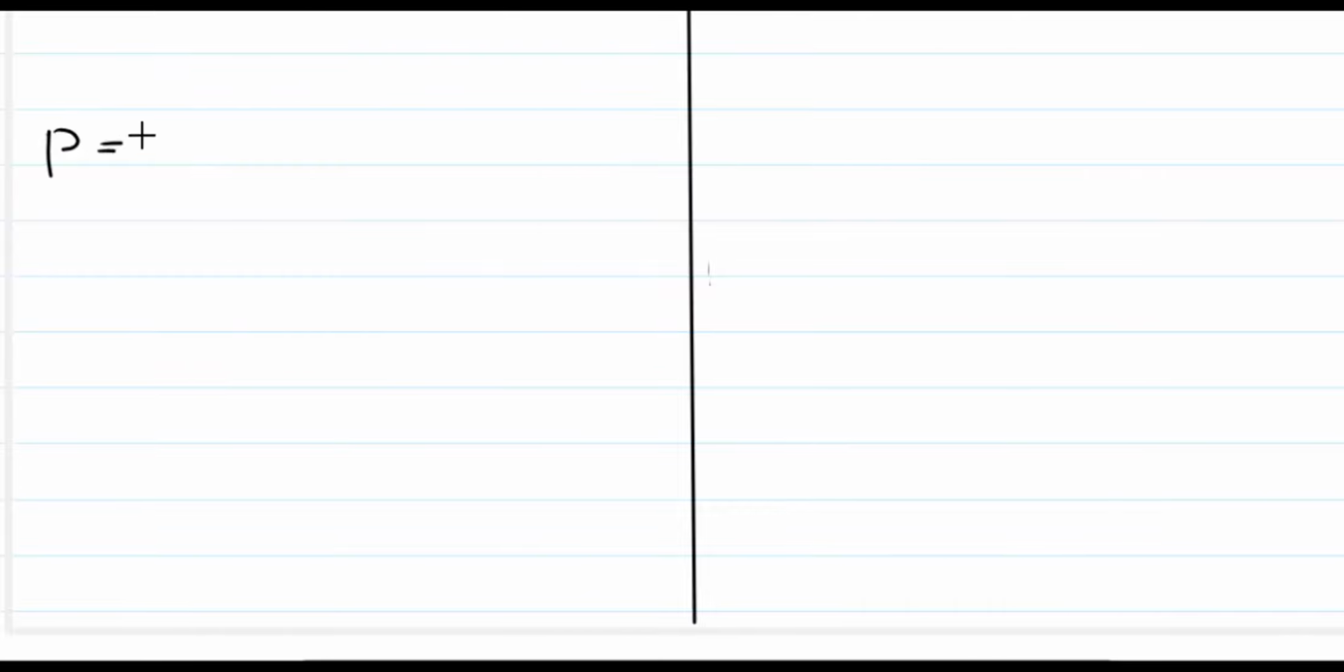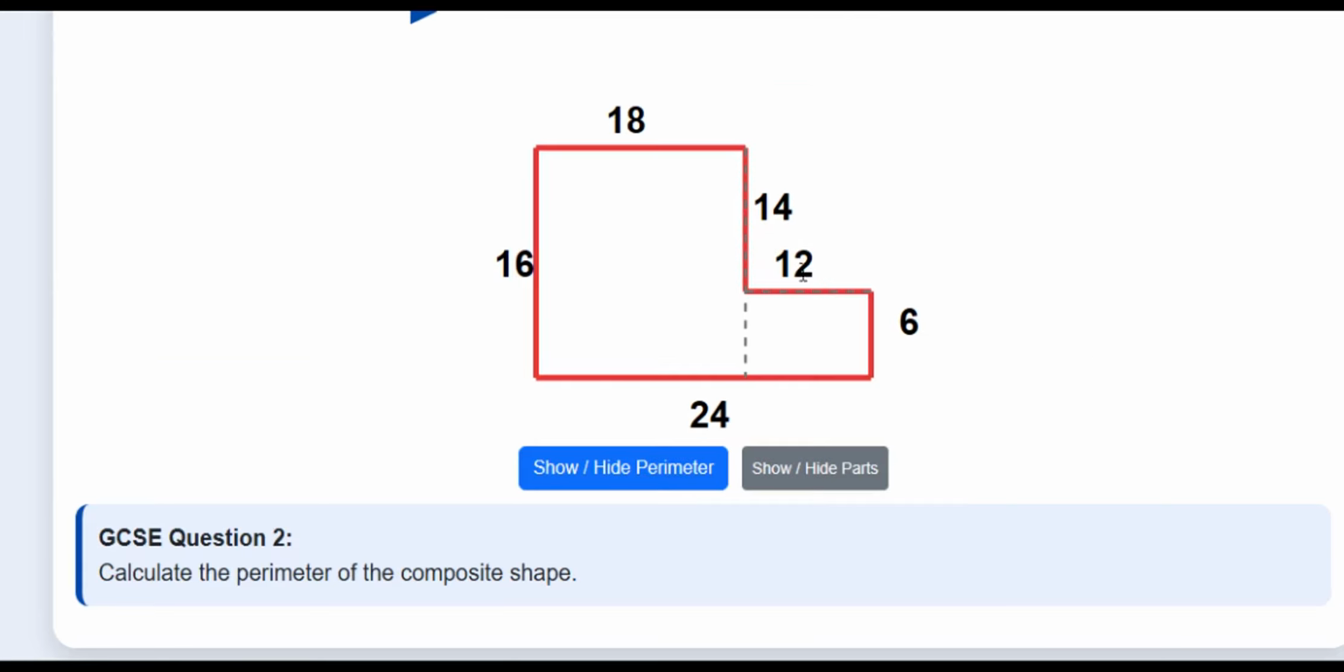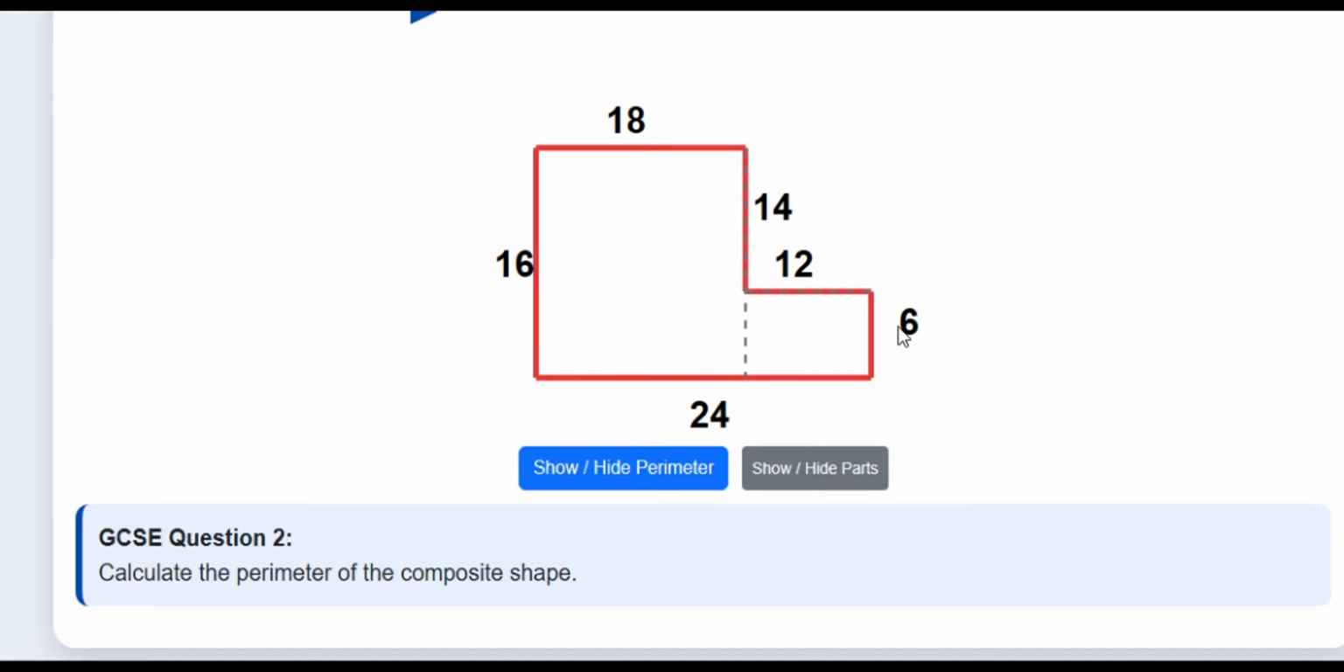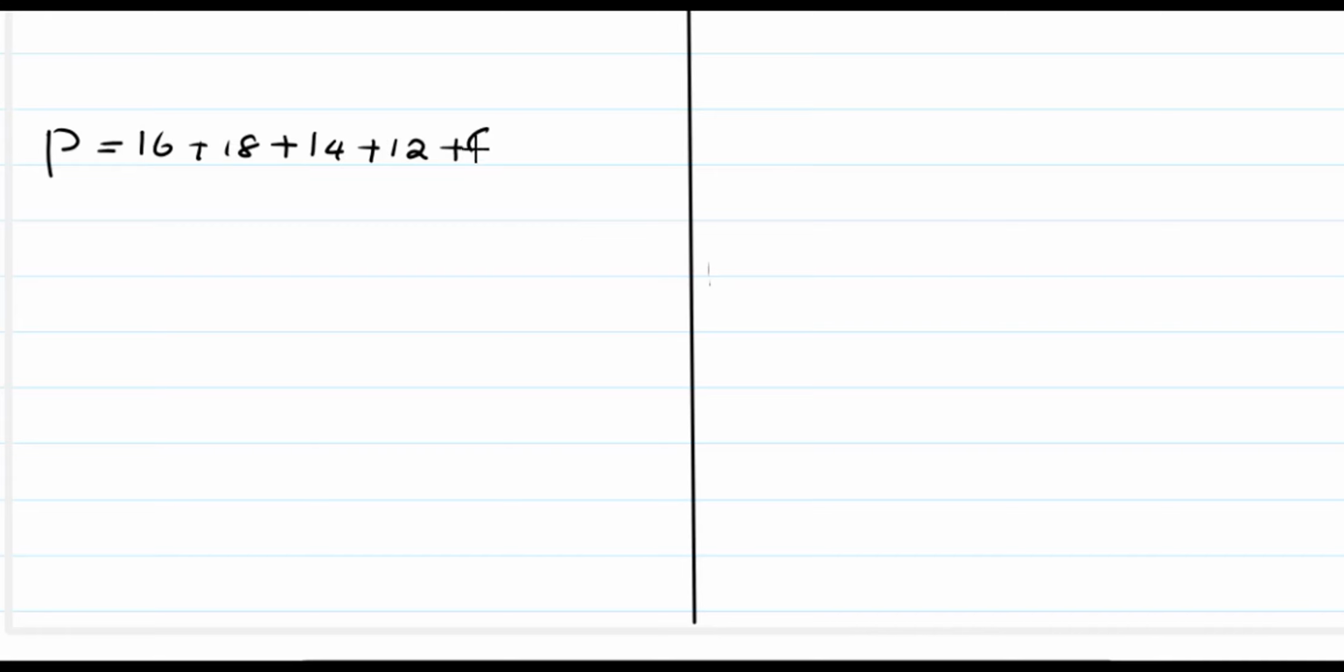So P will be 16 plus 18 plus 14 plus 12 plus 6 and then plus 24, like that.